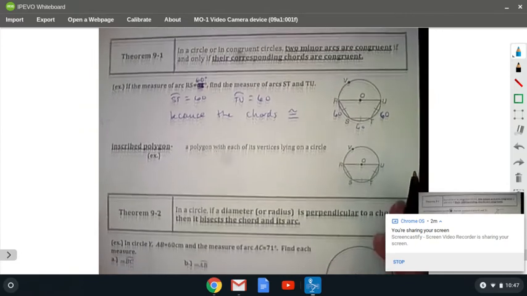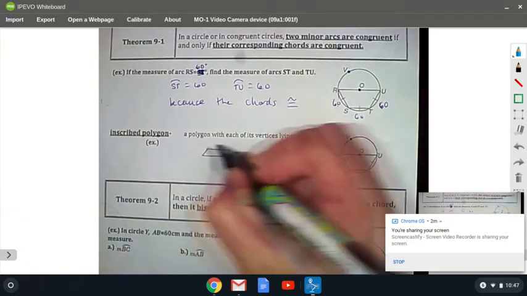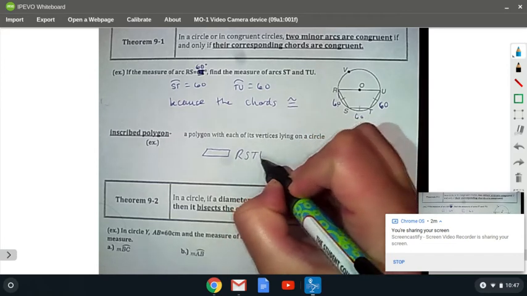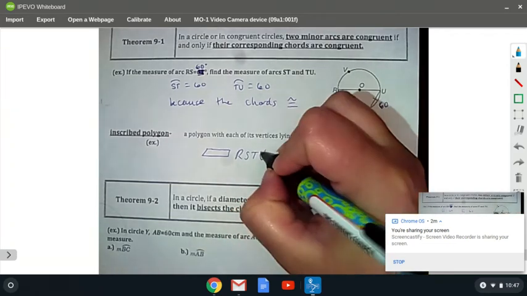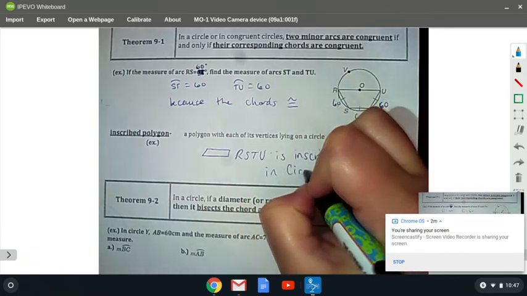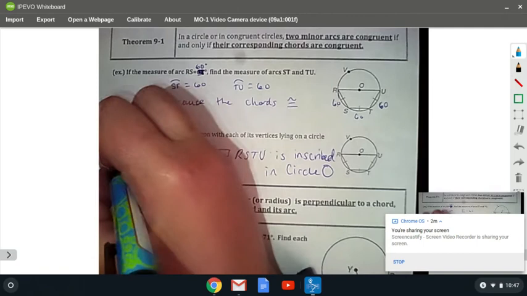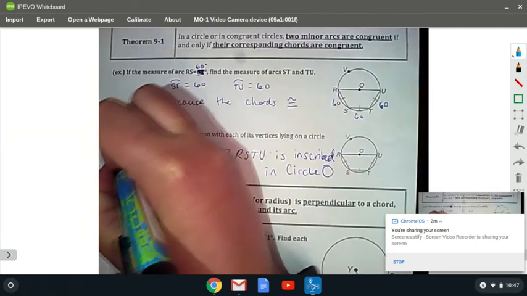The next thing we have here is an inscribed polygon, a polygon with each of its vertices lying on a circle. So this is a shape within a circle. Here I can talk about this shape as polygon RSTU, and we can say that it is inscribed in circle O. When we talk about something being inscribed, it just means that it's inside. So inscribed is basically inside.